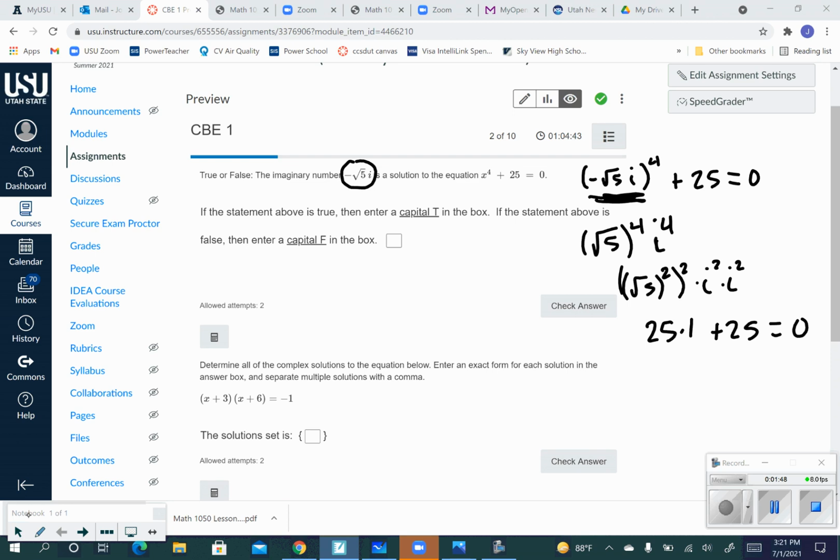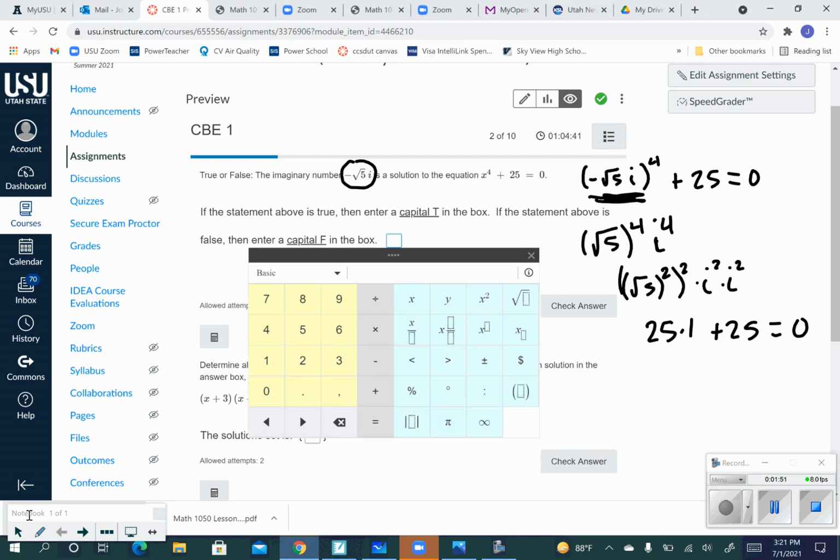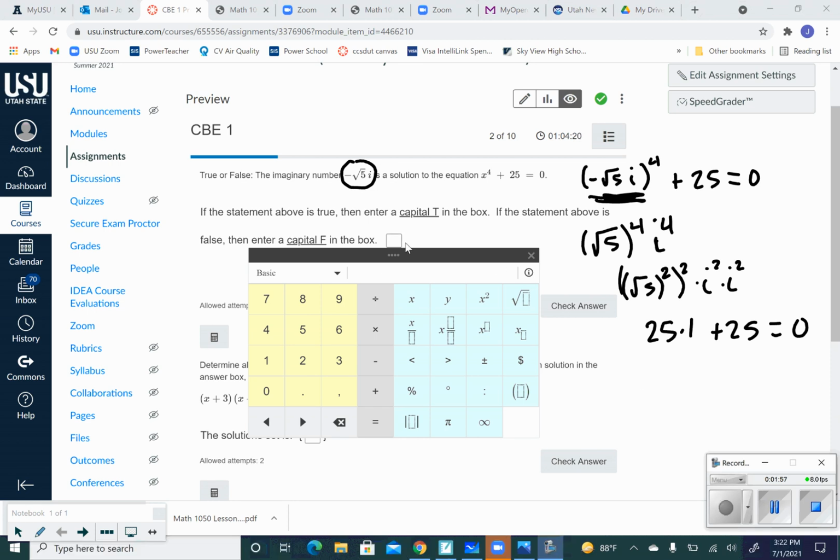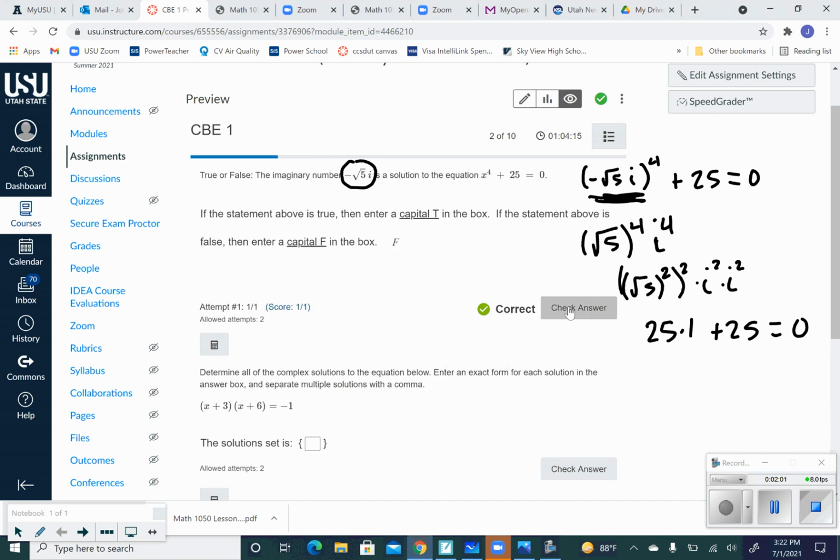Let's just double check it, make sure we did it correctly. And we need to put in a capital F. And check our answer. All right, we got it correct. We're ready to move on.